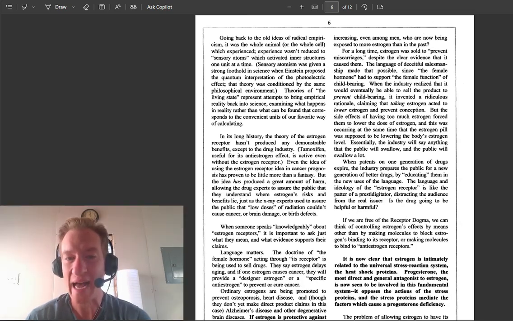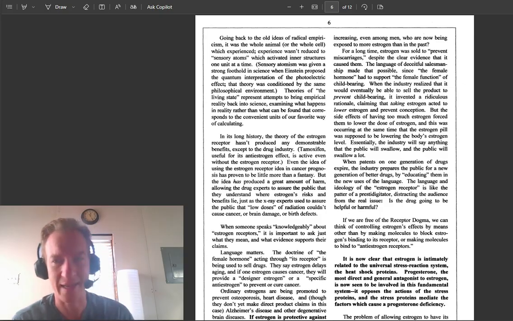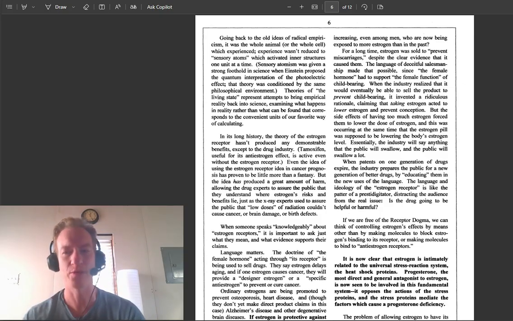The language and ideology of the quote-unquote estrogen receptor is like the patter of a prestidigitator. And I had to look that one up. That basically is someone who does magic tricks to amuse someone. But moving on. Distracting the audience from the real issue. Is the drug going to be helpful or harmful? Right? And that's the real issue. Is it actually helpful or harmful?